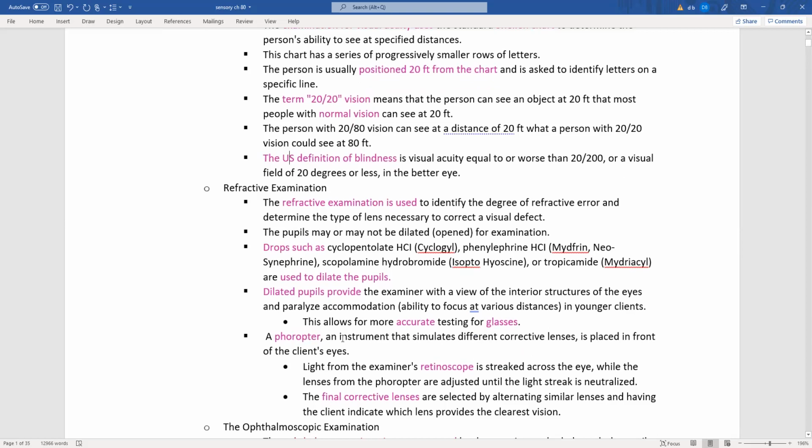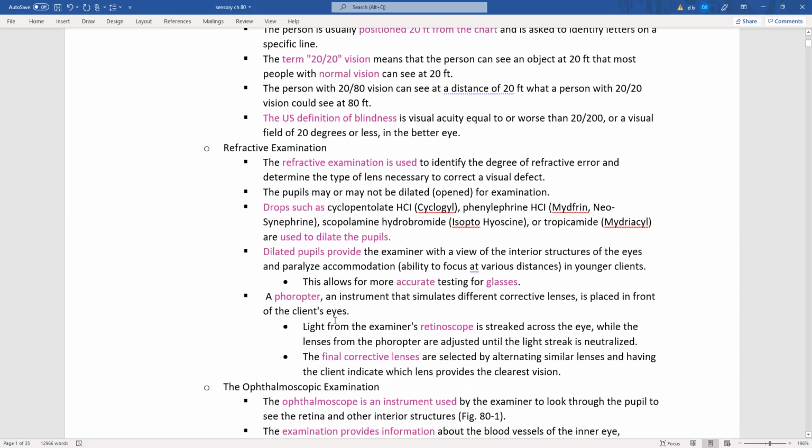A phoropter is an instrument that simulates different corrective lenses. It's placed in front of the client's eyes. We've all had this when we're trying to see which lens is the clearest for us, so we can get glasses, if you had to have glasses. Whoever had to have glasses had a phoropter in front of their eyes. So, a phoropter is an instrument that simulates different corrective lenses.